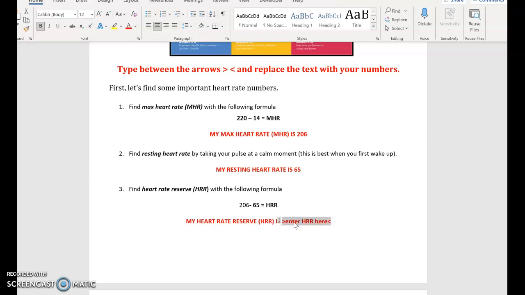Now we see that the formula says 206 minus 65. Be sure when you're typing between the arrows that you don't delete anything around those arrows because that'll be the formula for you. So 206 minus 65 is going to equal 141. So here in the bottom, I'm going to put my heart rate reserve is 141.